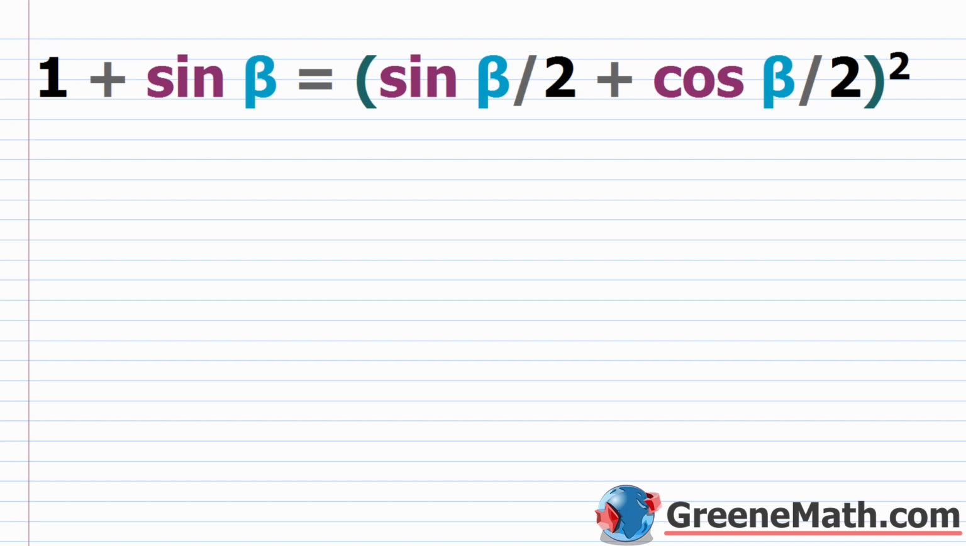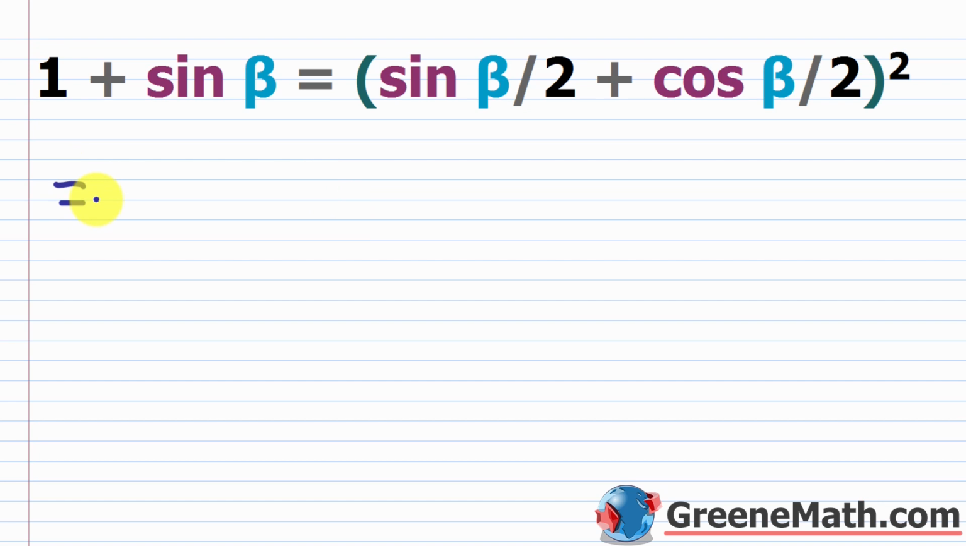So if I look at this, I have 1 plus the sine of beta is equal to this quantity, sine of beta over 2 plus cosine of beta over 2 squared, okay? So obviously the left side here is much simpler, so I'm just going to work on the right side. Normally you put your equal sign in line here, but I'm going to have to move this all the way over here just because I'm going to run out of room, okay?